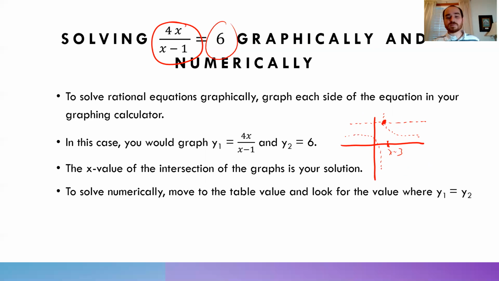To solve it numerically, you just move to the table value view. I think you just hit table in your graphing calculator, and it'll show you a bunch of values: x, y1, y2, and 0, 1, 2, 3. At 1 this would be undefined. The y2 values are all going to be 6. At 0, y1 would be 0 over negative 1, so 0. At 2, it would be 8 over 1, so 8. Then 3 would give you 6. So you look for where these are equivalent, which is right here. So this would be our answer, x equals 3.